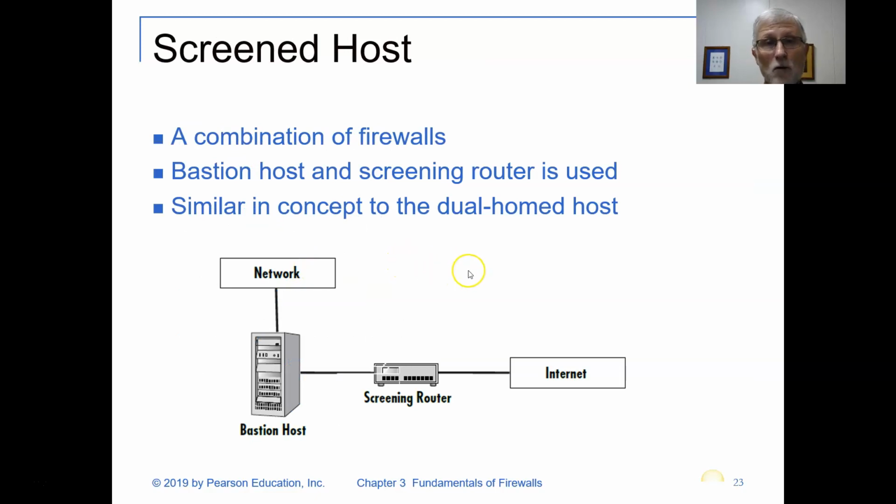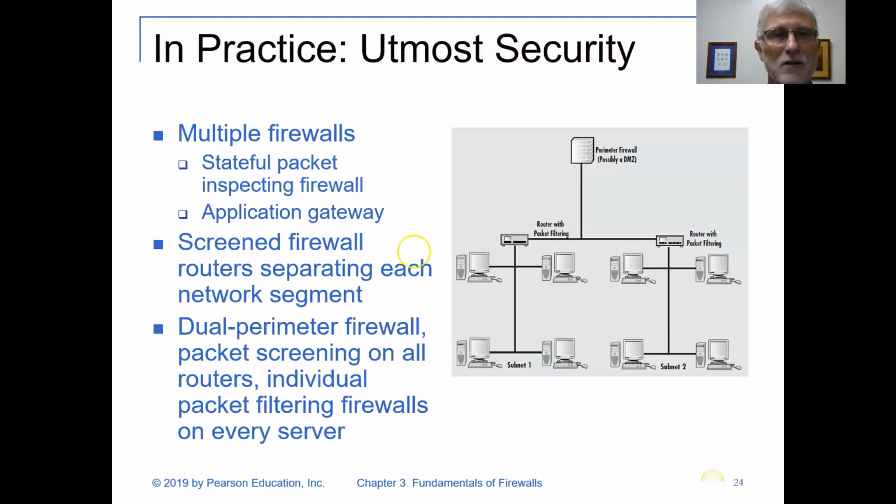Now, a screened host is kind of a combination of firewalls. You've got what's called a bastion host, a host that interfaces to the internal network, and you've got a router that's just screening information from the internet. So it's similar to a dual-homed network, but now I don't have two interfaces, I only have one. So it's not too bad.